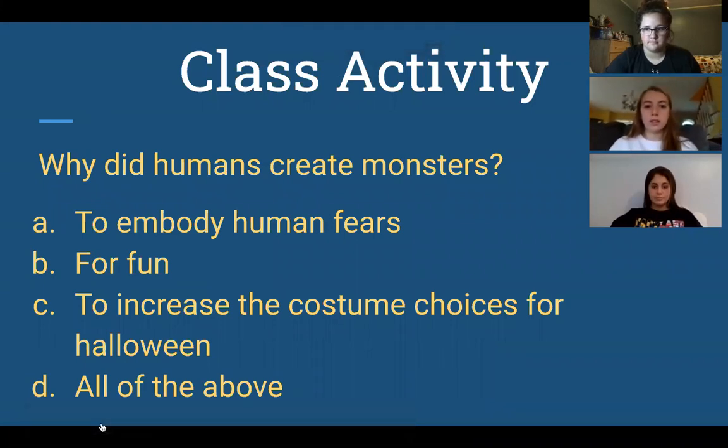For the class activity, answer the following questions. Why did humans create monsters? A is to embody human fears. B is for fun. C is to increase the costume choices for Halloween. D is all of the above. The answer is A, to embody human fears.